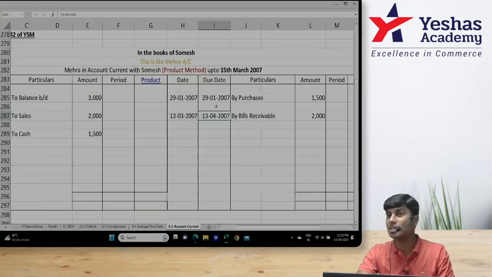Sir, 13th of April is after the year end, after the date on which the account current is prepared. It will be in red ink. Very good. Smart. Good find.